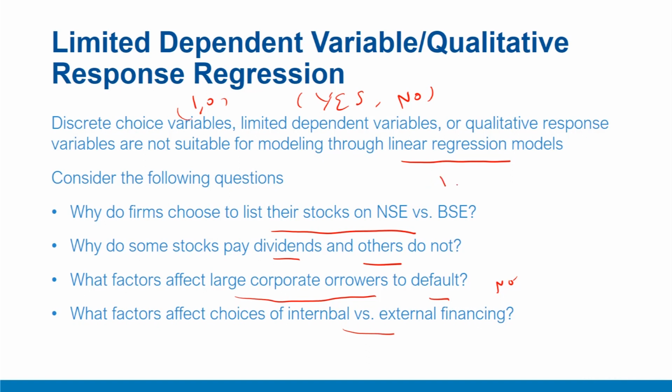That means there are two choices. And these choices can be modeled in a regression model through yes, no or 1, 0 kind of format. For example, one can put the choice of listing a stock on NSE as 1 and BSE as 0, or paying dividend as 1, not paying as 0, or defaulter as 1, non-defaulter as 0. So these choices can be modeled in a linear regression model mathematically by coding them as 1 or 0.